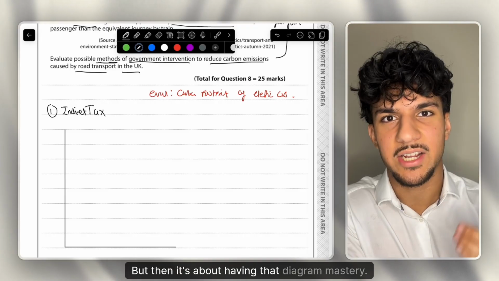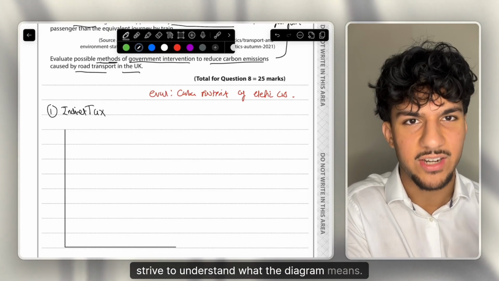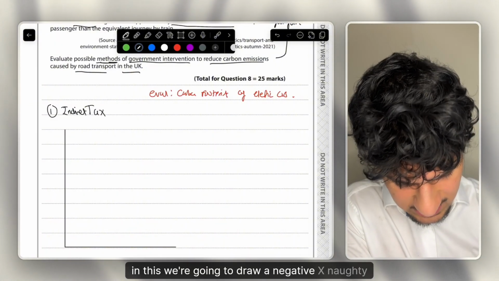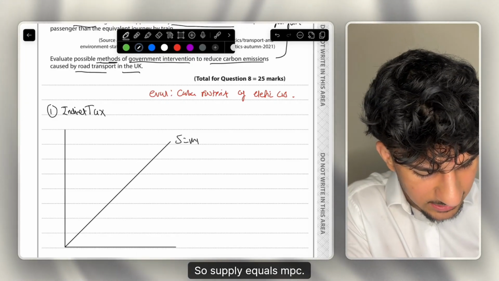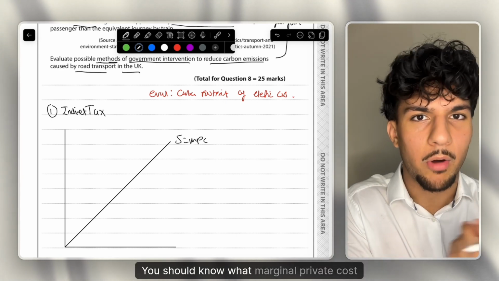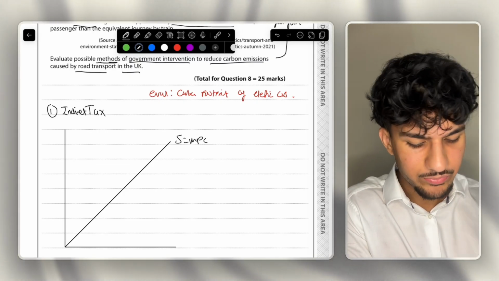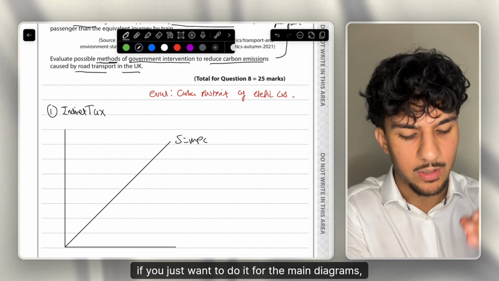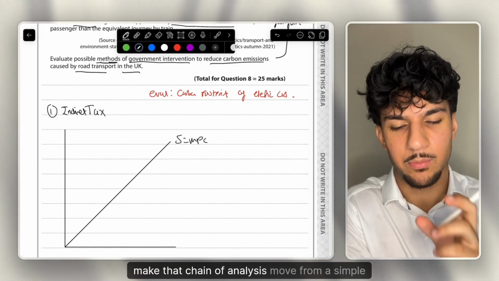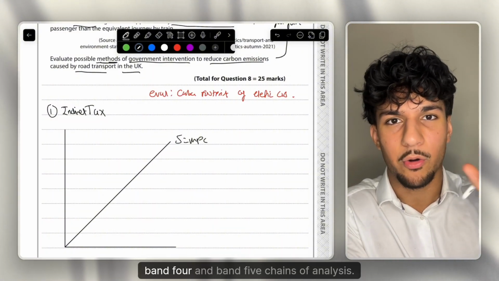But then it's about having that diagram mastery. This is where in your revision, you need to really strive to understand what the diagram means. You should know every little bit of the diagram. So, for example, in this, we're going to draw a negative externality diagram. So supply equals MPC. You shouldn't just learn the diagram just knowing that it's supply equals MPC. You should know what marginal private cost actually means and the backstory almost behind it. And just learning, if you just want to do it for the main diagrams, what these things actually mean is going to boost your grade, and it's going to make that chain of analysis move from a simple band 2, band 3 chain of analysis to that top level band 4 and band 5 chains of analysis.